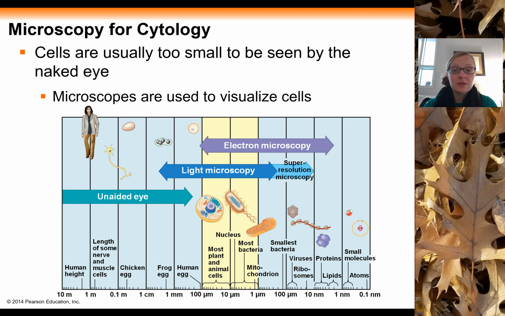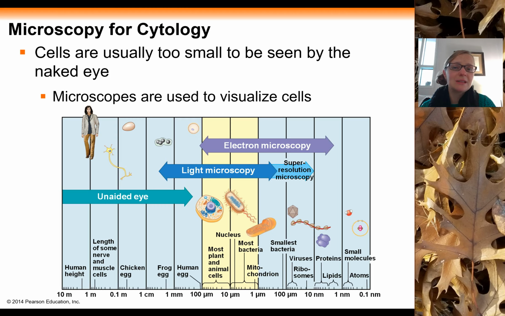And you'll notice that for each section of different sized objects, we also in this image show you how we could potentially visualize those objects. So with the unaided eye, we can see really large components all the way down to a frog egg, maybe getting really close to seeing a human egg cell, but not quite getting us there. And so when we want to study cells, microscopy is really the best way to go.